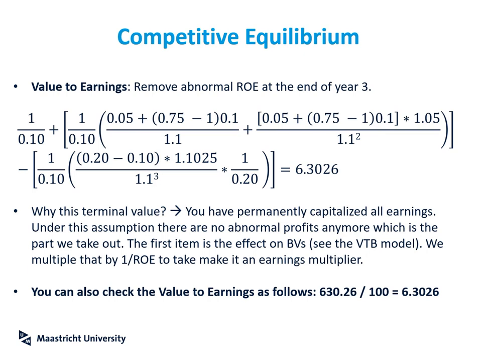So basically what we will do is we will remove the last abnormal ROE, multiply this with 1 over ROE to make it an earnings multiple, and then again multiply it with 1 over 0.1 because any abnormal profits are gone forever. If we plug this in, we will get a value to earnings ratio of 6.3, which we can again cross-check because the value of the firm was 630, first year's profit was 100, so that leads to the value to earnings ratio of 6.3.